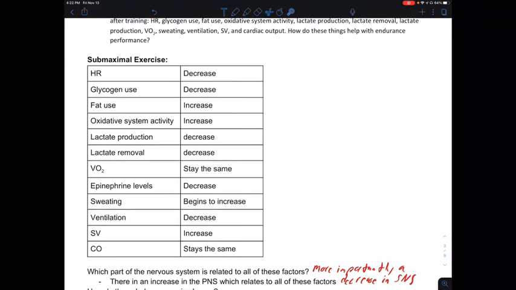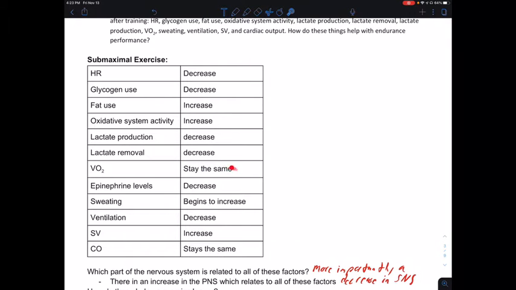Heart rate would decrease. That's due to the preload increase, all right, stroke volume increase. Glycogen use would decrease because glycogen is used in the glycolytic system, and our oxidative system becomes more powerful, so we don't need to use the glycolytic system as much. Fat usage goes up, again, because the oxidative system gets more powerful. Oxidative system goes up because we've got more mitochondria and all these other reasons in AVO2 difference. Lactate production goes down because of the decreased glycolytic system usage and increased oxidative. Lactate removal goes down just simply because production goes down.